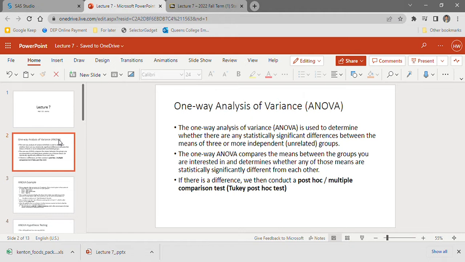This is where I said before, this is kind of a 2-part test. If there is a difference, then we conduct a post hoc test, or a multiple comparison test, called the Tukey post hoc test.